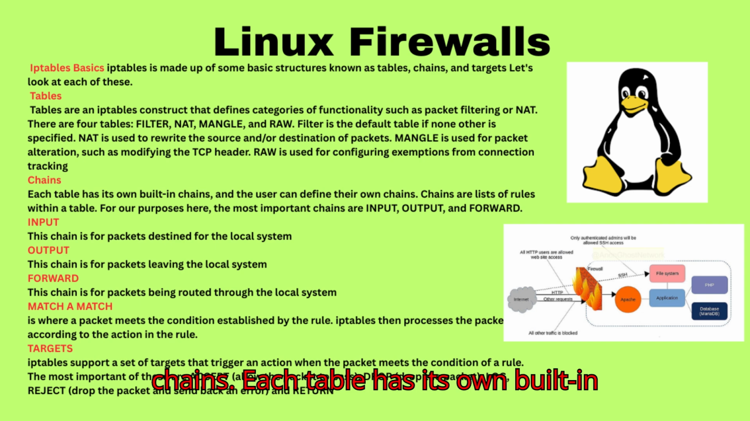Each table has its own built-in chains, and the user can define their own chains. Chains are lists of rules within a table. For our purposes here, the most important chains are input, output, and forward. Input: this chain is for packets destined for the local system. Output: this chain is for packets leaving the local system. Forward: this chain is for packets being routed through the local system.